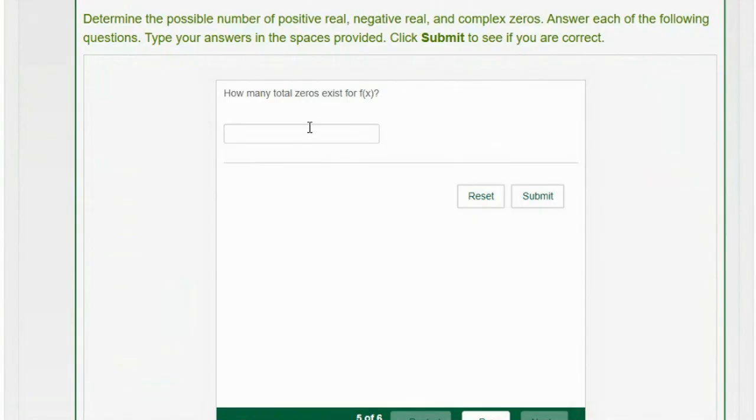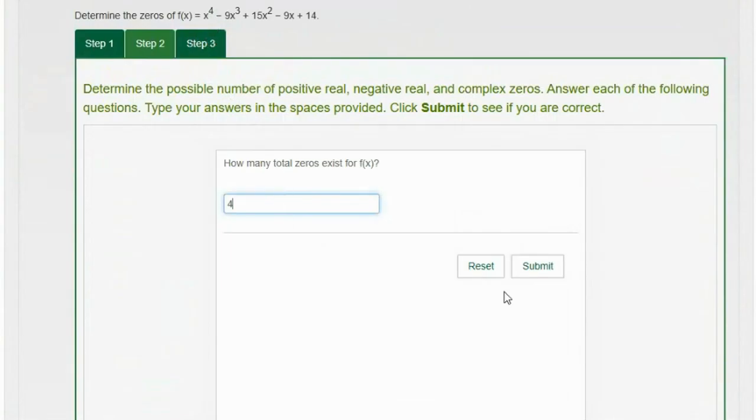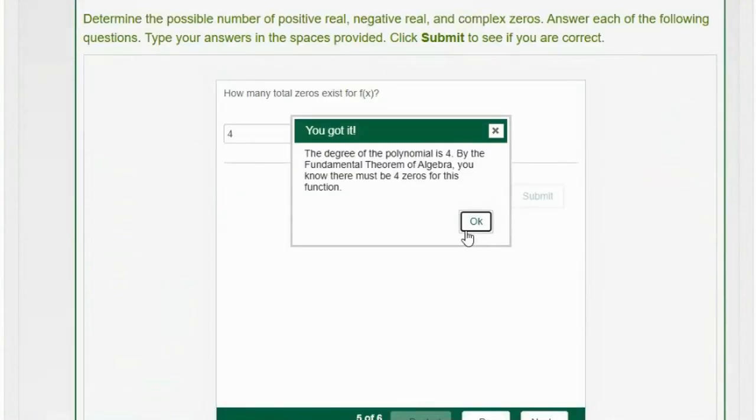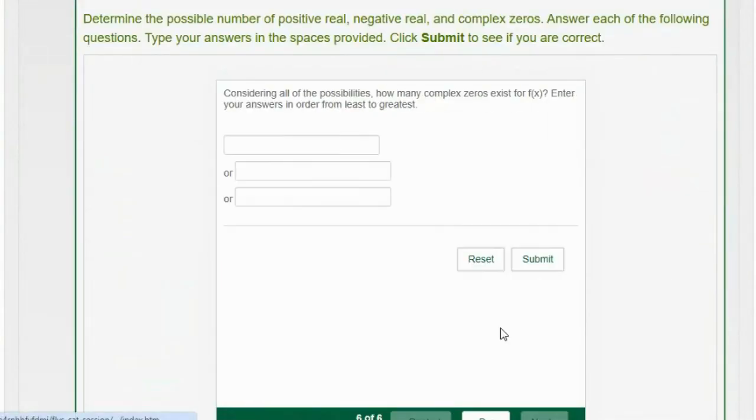So how many total zeros exist? Well, it's x to the 4th up here. So there are 4 zeros. So then, considering all the possibilities, how many complex zeros, from least to greatest? Well, there could be 0, 2, or 4. So all the solutions are either imaginary or they're positive.